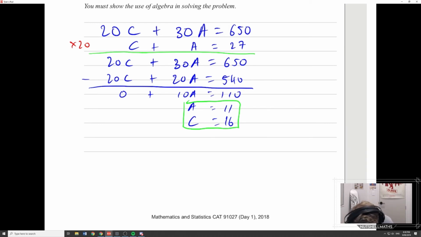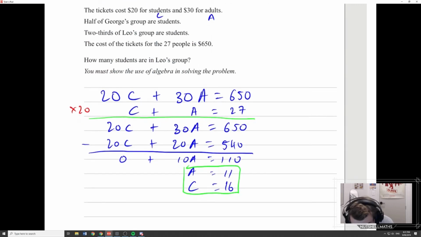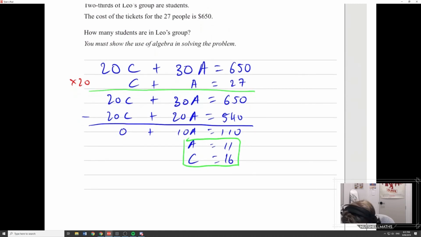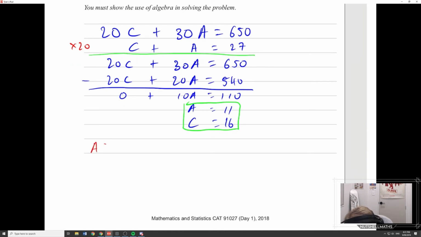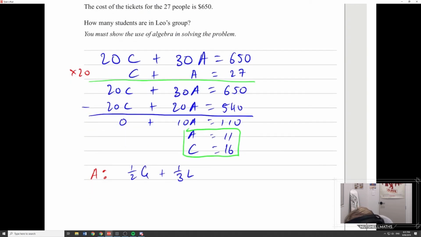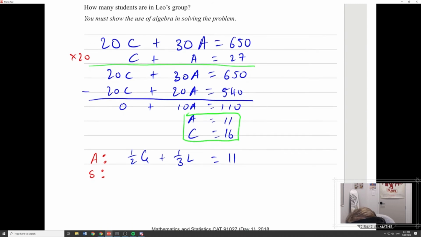Okay, so we've got A and C. So far we've got the adults and the children. Now this part is the hard part. How did I do this so wrong before? Okay, so the other bit of information we have is half of George's groups are students and 2/3 of Leo's groups are students. So let's have a row of adults. So half of George's group plus 1/3 of Leo's groups is the total number of adults, 11. And now if we look at it as students, half of George's group are students and 2/3 of Leo's group are students. So that's going to be 16.